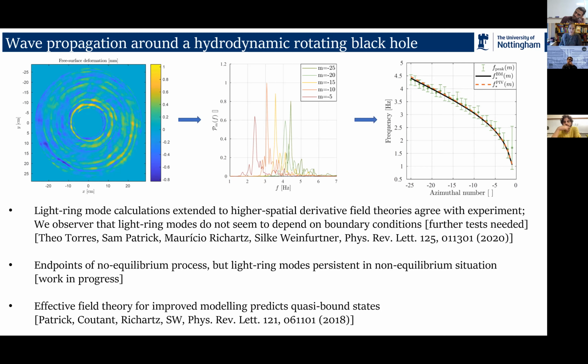You can also do it in reverse. You can ask yourself, what if I can't measure that fluid flow? Can I use these light ring modes, and knowing what my effective field theory is, can I use it to determine the fluid parameters? And the answer is yes and no. It depends. It's a bit more convoluted, but in principle, yes, it is possible.